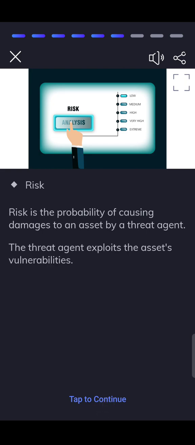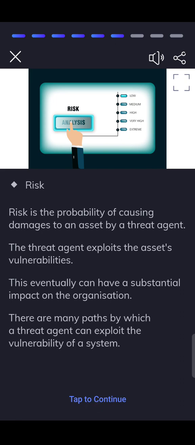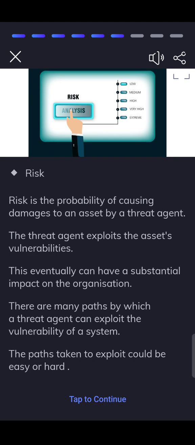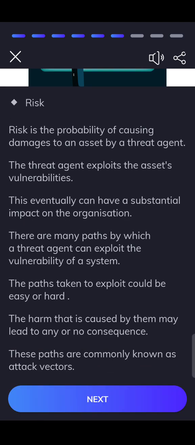Risk. Risk is the probability of causing damages to an asset by a threat agent. The threat agent exploits the asset's vulnerabilities. This eventually can have a substantial impact on the organization. There are many paths by which a threat agent can exploit the vulnerability of a system. The paths taken to exploit could be easy or hard. The harm that is caused by them may lead to any or no consequence. These paths are commonly known as attack vectors.